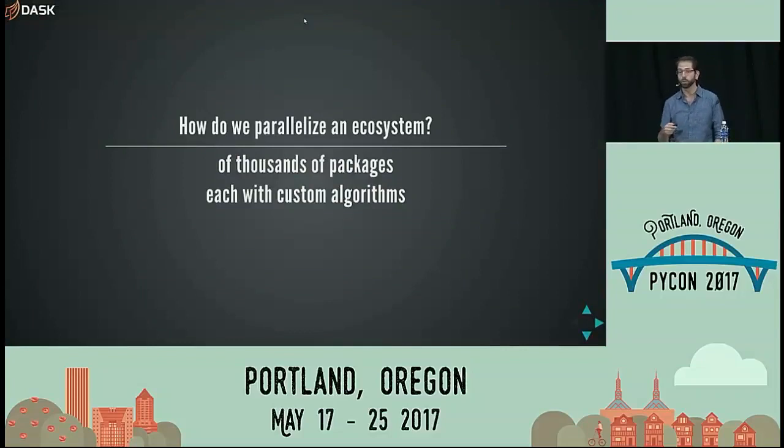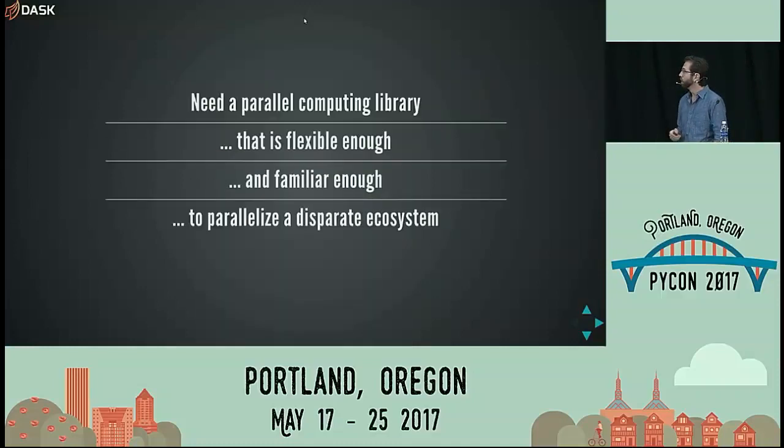These packages also have custom algorithms. It's not just one kind of thing. They'll have their own secret sauce. They're made by smart people. So we need a parallel computing library that is flexible enough to handle both the solar astronomers' work and the genomicists' work, and familiar enough that it can be adopted by a large number of people. This is, again, a challenge.